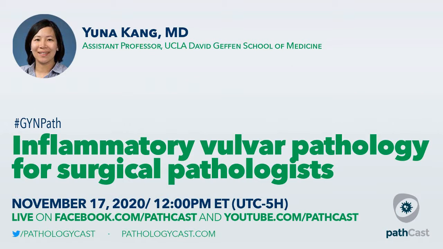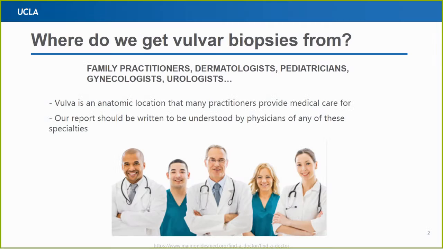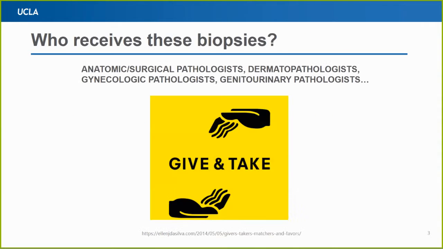Vulvar biopsies are taken from multiple different services, including family practitioners, dermatologists, pediatricians, gynecologists, and urologists. And depending on who performed the biopsy, the clinical differential might vary, influencing our ability to make the pathologic diagnosis. Not only are the clinicians a diverse group of people, so are we. Some of us who practice in subspecialty specific services, we know that the vulvar biopsies can end up in any of these different services, depending on who submitted the biopsy, and sometimes even who accessioned the case. And depending on the comfort level of the pathologist with vulvar pathology, there may be some give and take of cases between the different services, as we know.